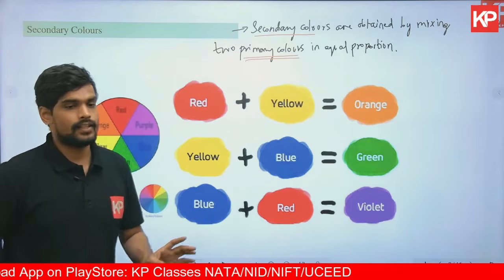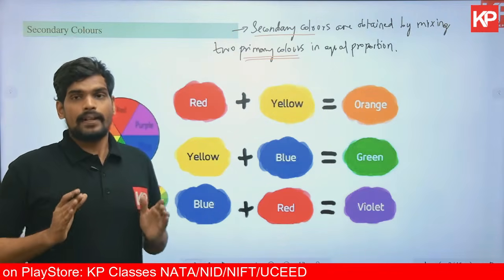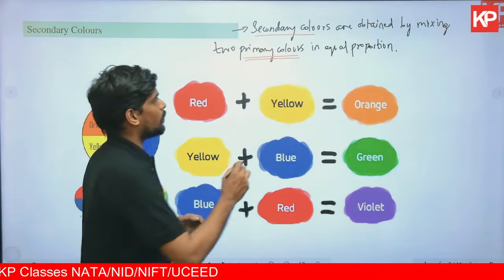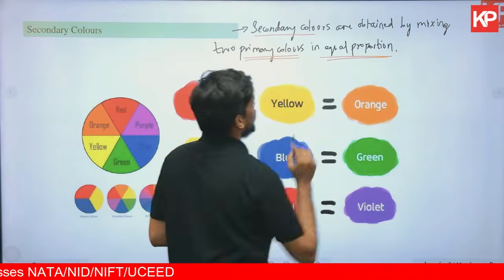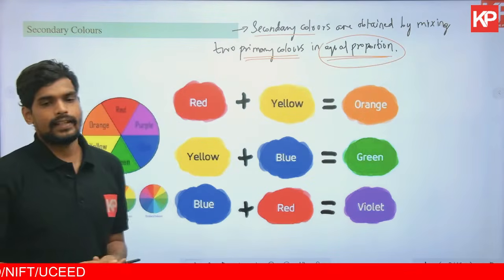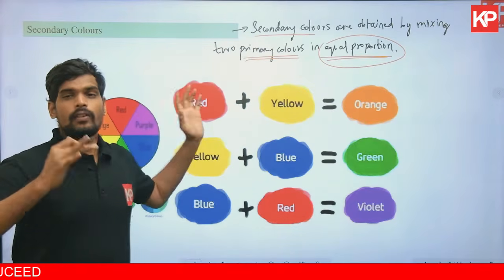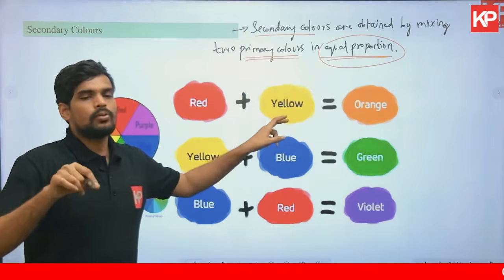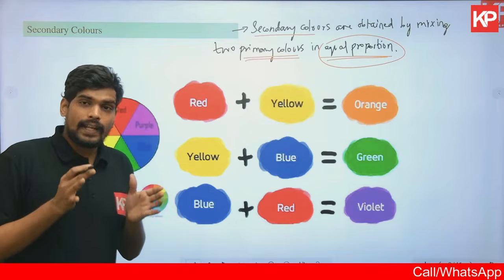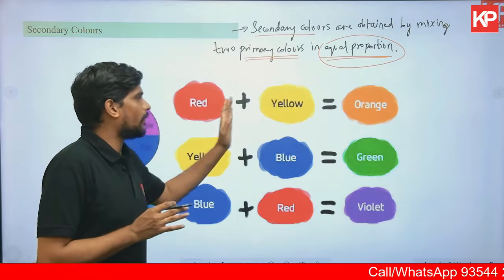You will get the secondary colors. Many people stop at that point. Okay, mix two primaries, you will get secondary. But it should be in equal proportion. That is also a key word here. So take two primaries and mix them in equal quantity, you will get secondary colors. I cannot say I will take a lot of red and put just 2 or 3 drops of yellow into it. Will I get orange? No. You have to take equal quantity, equal proportion of red and yellow.